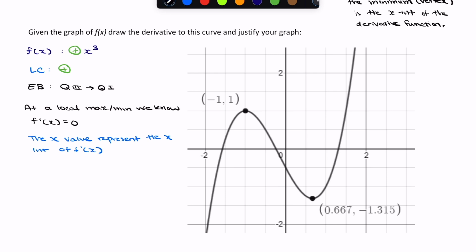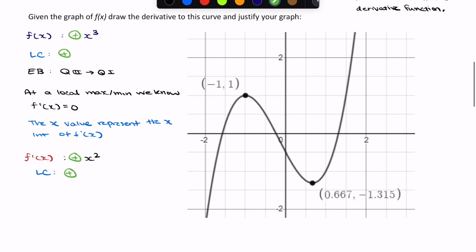Okay, so here we have, if we find the derivative of x cubed, we know that f prime of x will provide us with an x squared function, and we see that that's going to be positive. So here our leading coefficient, again, is positive. And our end behavior here will go from quadrant 2 to quadrant 1.